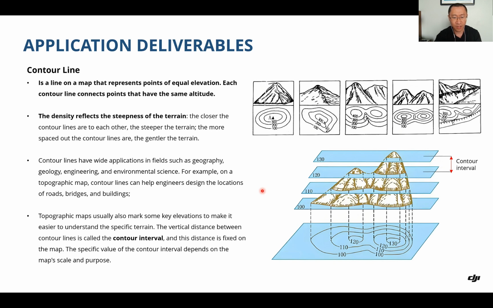The vertical distance between the contour lines is called the contour interval. You can see I have marked it here, and this distance is fixed on the map, but the specific value of the contour interval will depend on the map's scale and purpose. So either it's 10 meters or 50 meters, it really depends on the customer's need.